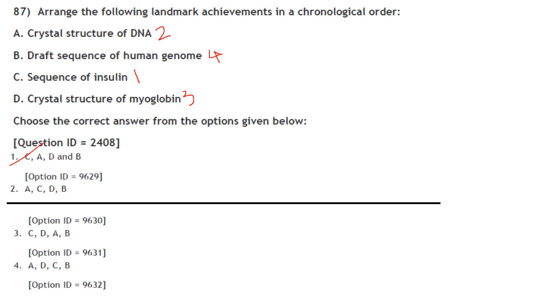The next one. Arrange the following landmark achievements in chronological order. Sequence of insulin, that was the first one. Then comes the crystal structure of DNA. Then comes crystal structure of myoglobin and draft of the human genome sequence. That is the 4th one. So C, A, D, B. That is option 1.